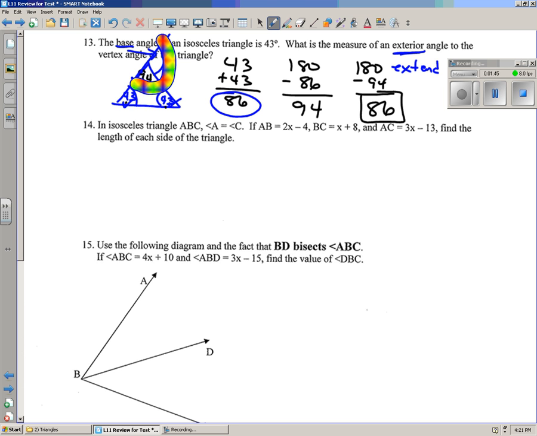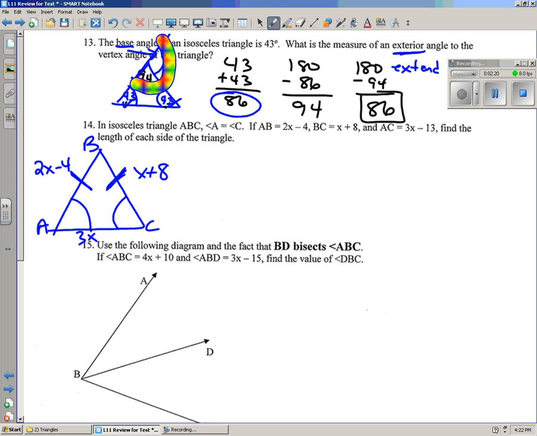All right, number 14, it says an isosceles triangle ABC. So I will draw that. It says angle A is congruent to angle C. So right off the bat, we have these eyes, and they're looking at the congruent sides across. So BC and AB get marked with the angry eyebrows. And remember, that means that AB and BC are equal. So they told us AB was 2x minus 4, BC was x plus 8, and AC is 3x minus 13.